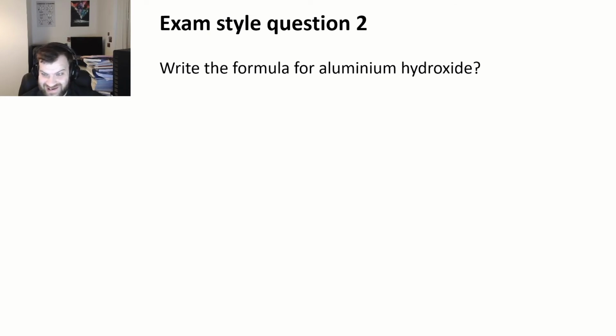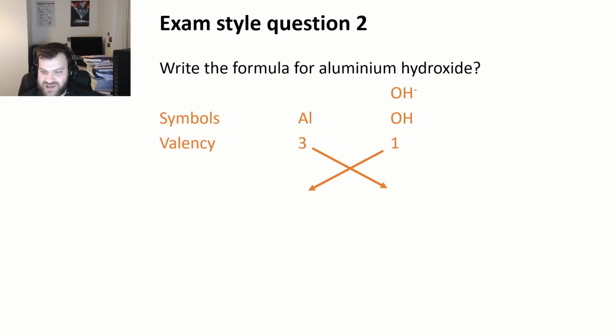You could just be asked to write the formula for a particular chemical. We'll go through our valency crossover steps with hydroxide and aluminium. Aluminium in group 3 makes 3 bonds. Our hydroxide has a 1- charge, so makes one bond. Swap them over, and we would write Al, bracket off the OH, with a 3 after it.